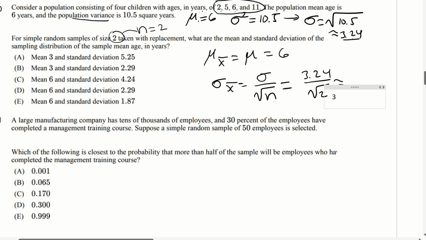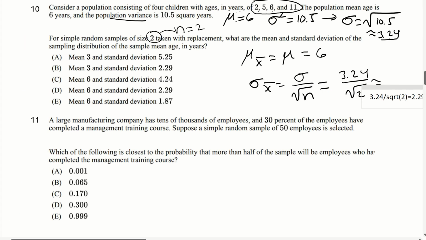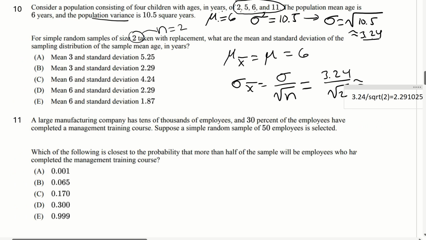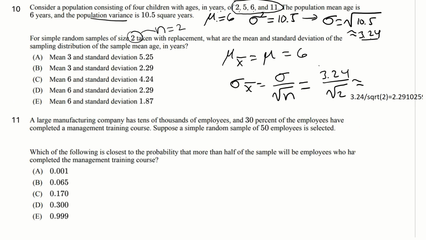So let's see what that is. 3.24 divided by square root of 2. We got 2.29. And then the mean is, we said the mean was 6. Okay, so the answer is D.